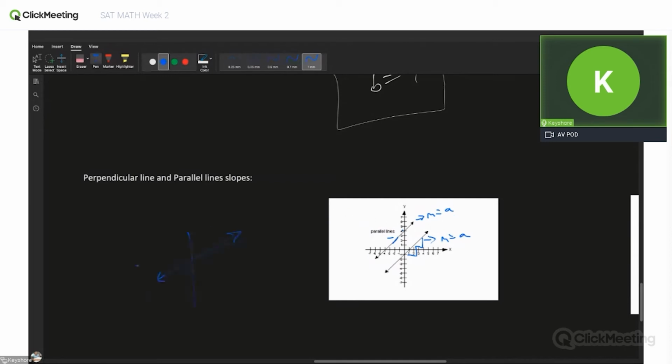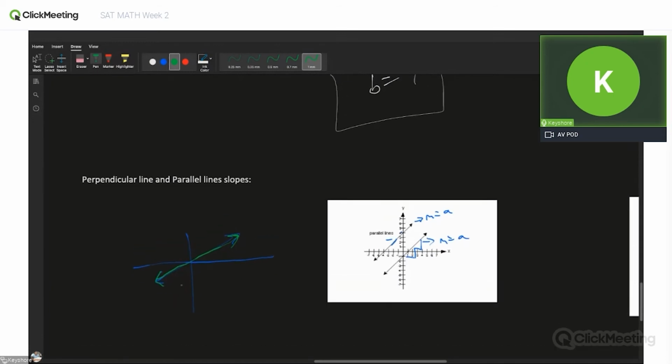The only way that parallel lines are going to intersect is if they're literally on top of each other. So if I have this graph and two lines are on top of each other and they have the same slope, then they will intersect, and they're intersecting infinitely. They're just on top of each other, constantly intersecting. But if they have different slopes, then they will never intersect. That's just because they're parallel.